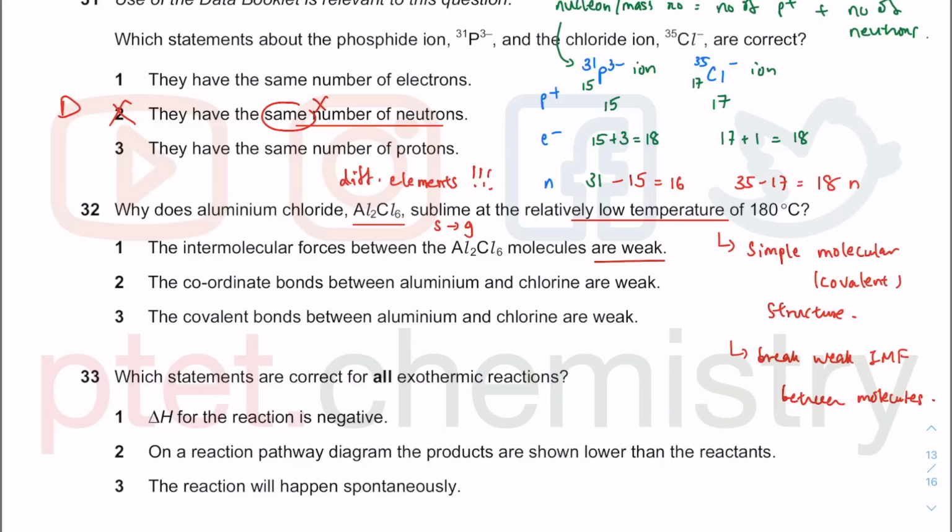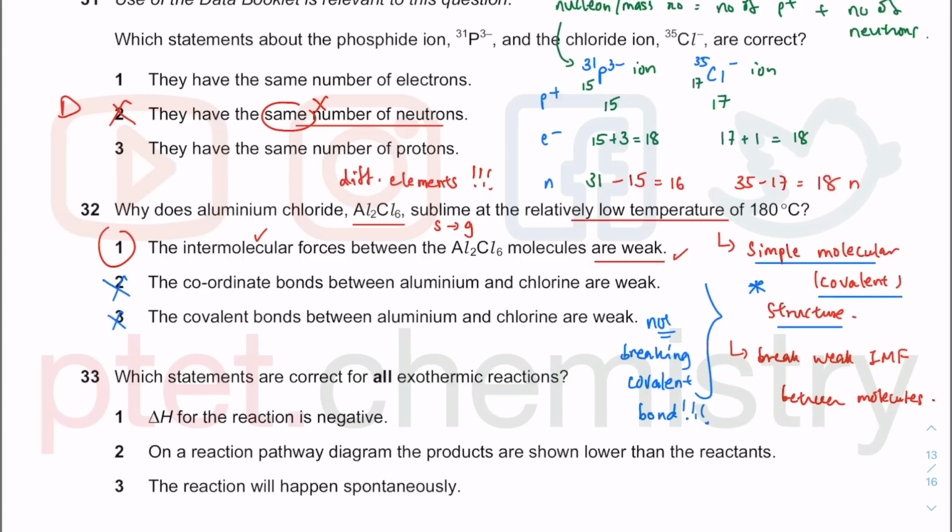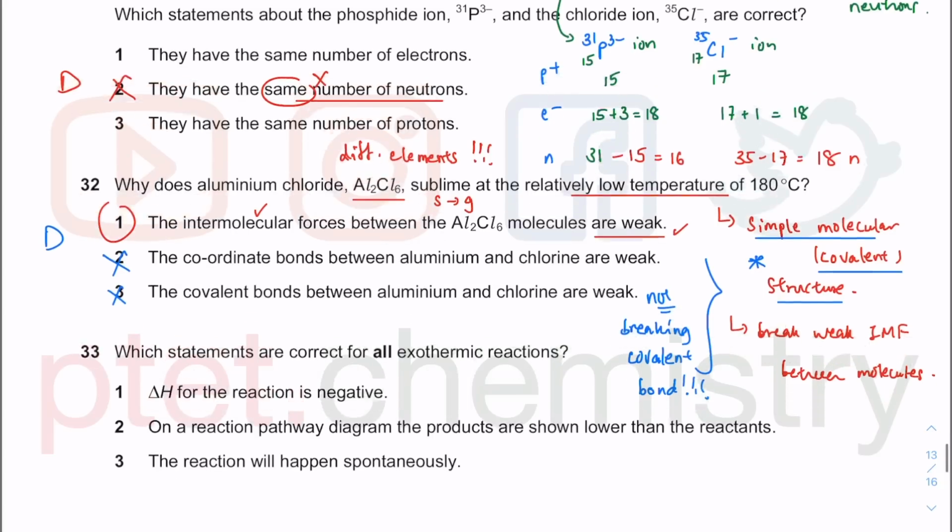So number 1 is definitely correct because it has weak intermolecular forces, giving a relatively low temperature for the sublimation point. Now, it does not tell you about the covalent bond strength because we are not breaking the covalent bond. That's the most important concept here. We are not talking about bond energy. We are talking about change of state here for a simple covalent or simple molecular structure. Very, very important structure and bonding. We don't break coordinate or covalent bonds there. We just need to break the weak intermolecular forces of attraction.